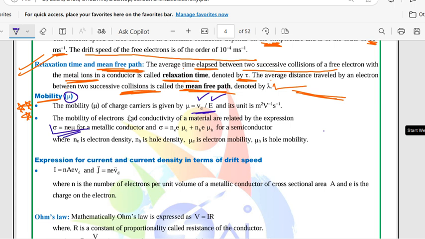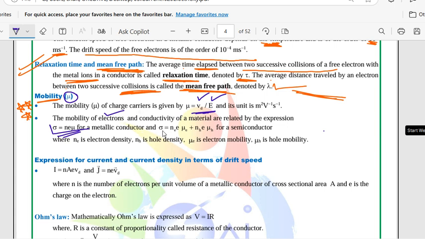The mobility of electrons and the conductivity of a material: the conductivity of the material takes place when the motion of the electrons takes place. These are related by the expression sigma is equal to N e mu, where N is the number of electrons and mu is the mobility.